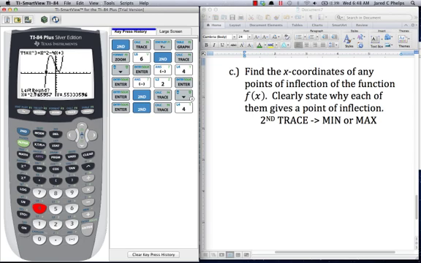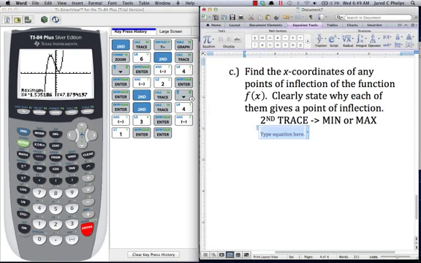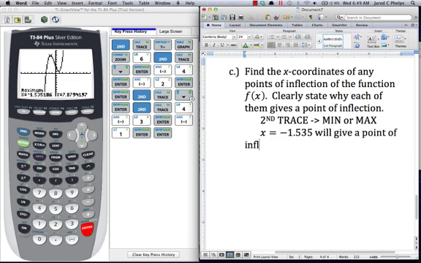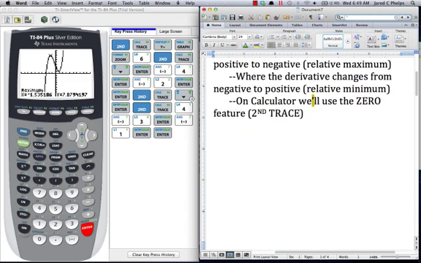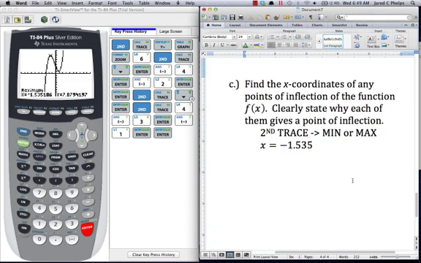It's now asking, like, okay, so what's the left bound? Same deal. This thing up here seems to be at about -2, so I'll say my left bound is -3. I'll say my right bound is like -1. It's just like finding a 0, right? With a guess, you hit enter again, and it'll come back and tell you that maximum happened at -1.535. Will give a point of inflection because the derivative changes from increasing to decreasing.